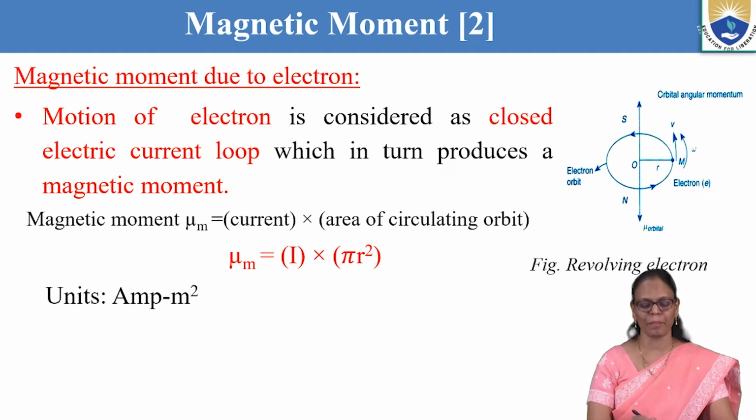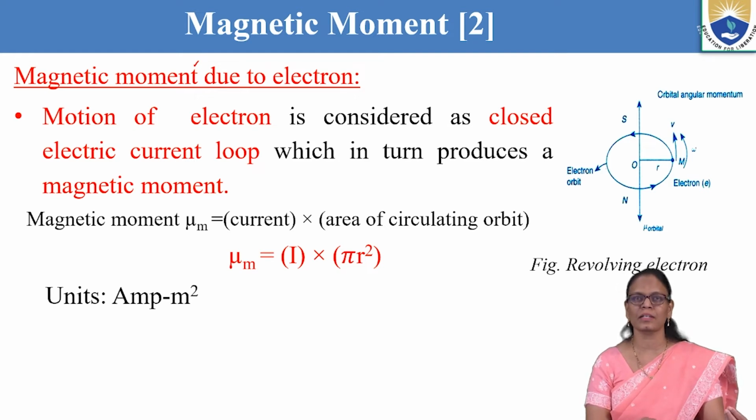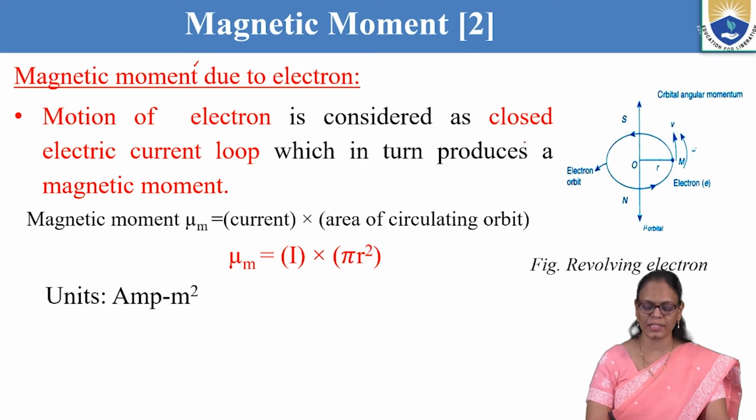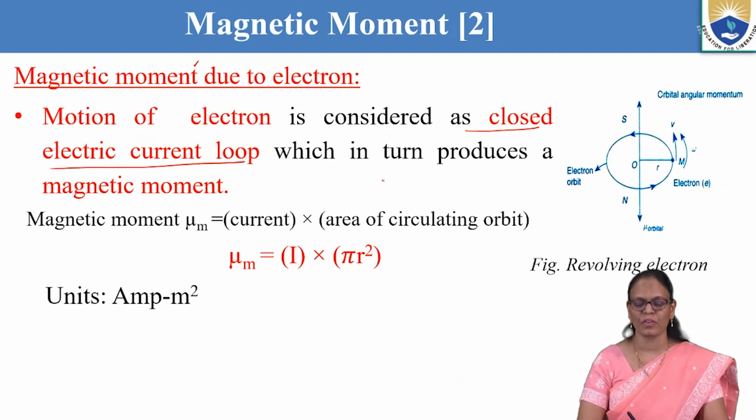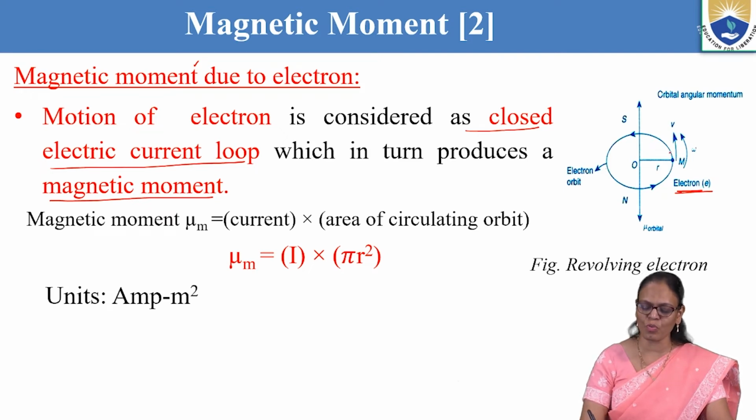Now coming to the magnetic moment due to electrons. Whenever we are talking about magnetic moment, it can be due to the electron, due to the spinning of the electron, and also due to the particles in the nuclei. The motion of the electron is considered as a closed electric current loop, which produces a magnetic moment. Now you see here, we are considering an electron E, which is moving in this orbit, the electron orbit. When the electron is moving like this, it is equivalent to a closed current loop, because the movement of electrons gives rise to current. So this is a current loop, and this gives rise to magnetic moment.